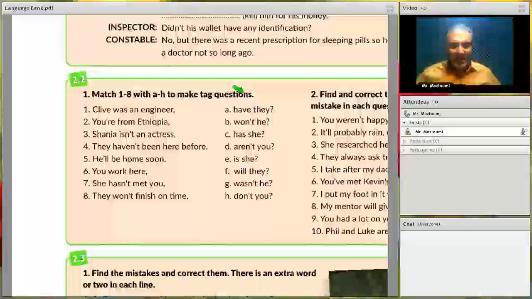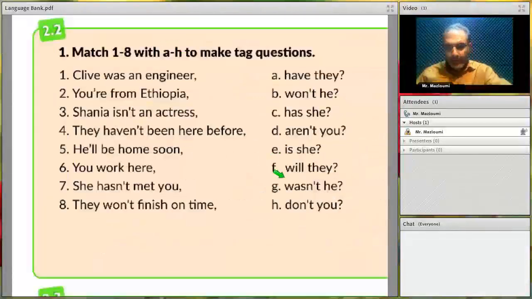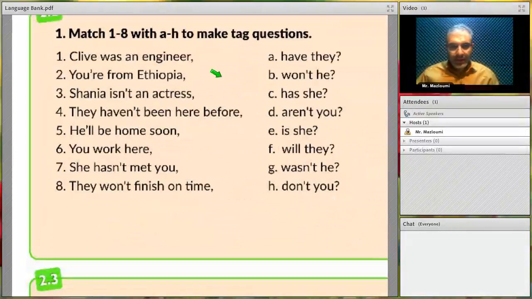Now, let's check the exercises, everyone. On page 35. Okay. Exercise 1. Match 1 through 8 with A through H to make tag questions. Number 1. Clive was an engineer. Was. So the tag G. Wasn't he? Number 2. You're from Ethiopia. You are from. The tag D. Aren't you?